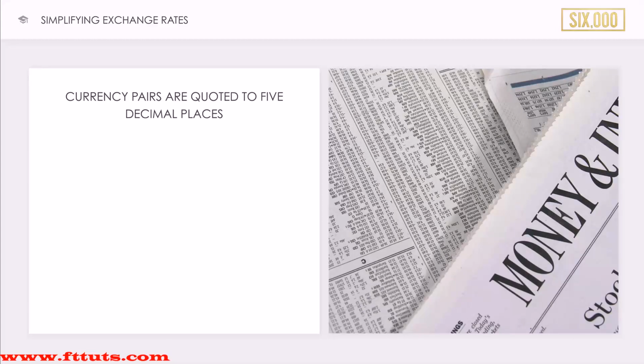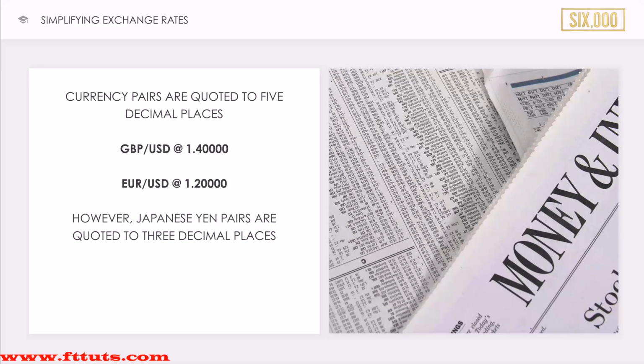So currency pairs, or most currency pairs I should say, are quoted to 5 decimal places. For example, Great Britain pound US dollar would be quoted at 1.40000. So after the decimal point, you have 5 figures. We have Euro US dollar at 1.20000, so we've got 4 zeros following the 2. However, Japanese yen pairs, JPY pairs, are quoted to 3 decimal places. So this is the exception.